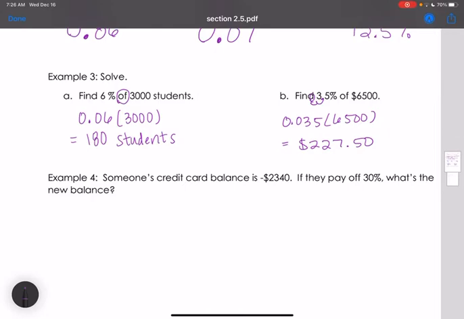For number 4, someone's credit card balance is negative 2340. If they pay off 30%, what's the new balance? Oh, you know what? I like this one because there's 2 different ways to do it. So it's always fun to see the light bulb click on when people see the 2 different ways to do it. So you go ahead and try it your way, okay? So you have one way, and then I'm going to show both ways so that whatever you didn't pick, I can also show you. Okay, it's kind of fun. Okay, so hit pause to give it a try.